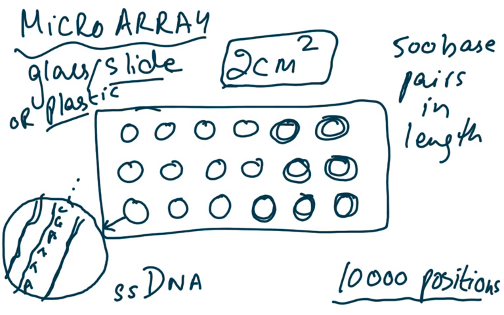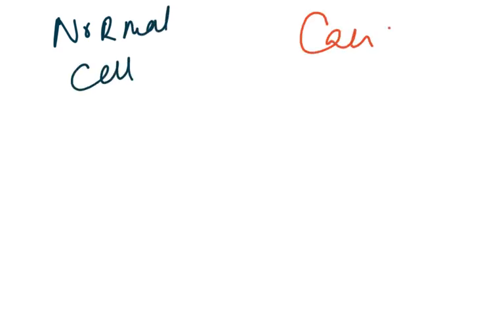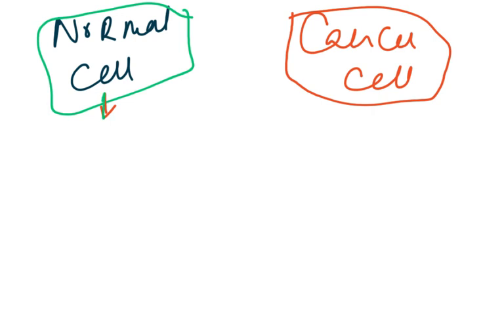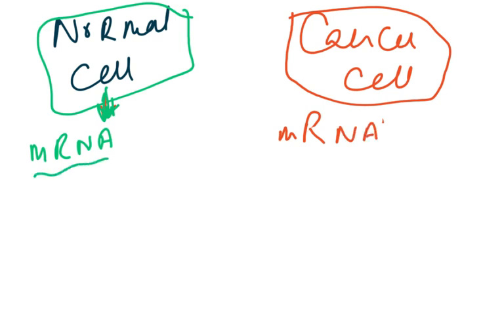Now what we're going to do is we're going to take a normal cell and we're going to take a cancer cell. So we're going to take a normal cell, let's label that green, and the cancer cell, let's label that red. And what we're going to extract is the mRNA. Similarly, from the cancer cell, we're going to extract the mRNA. And from the cancer cell, when we extract the mRNA, we're going to label it red. And the normal cell, we're going to label it green.